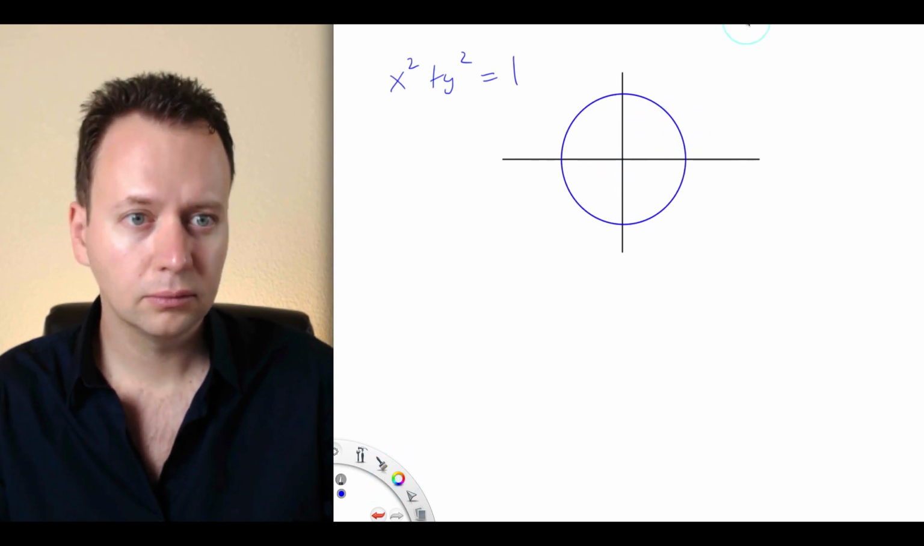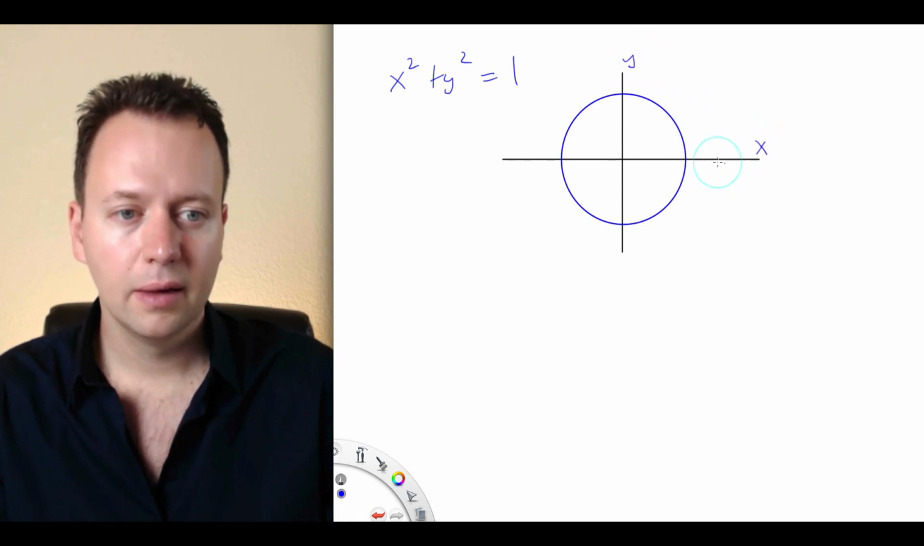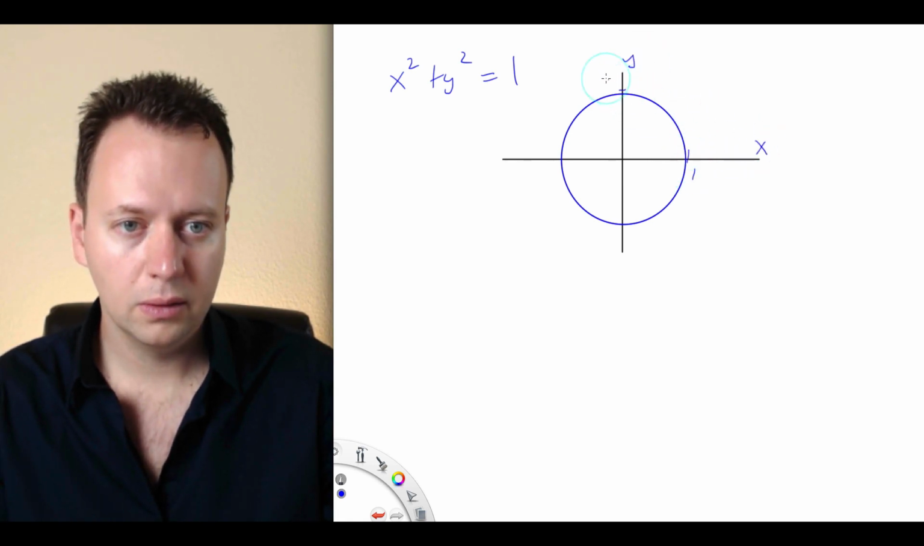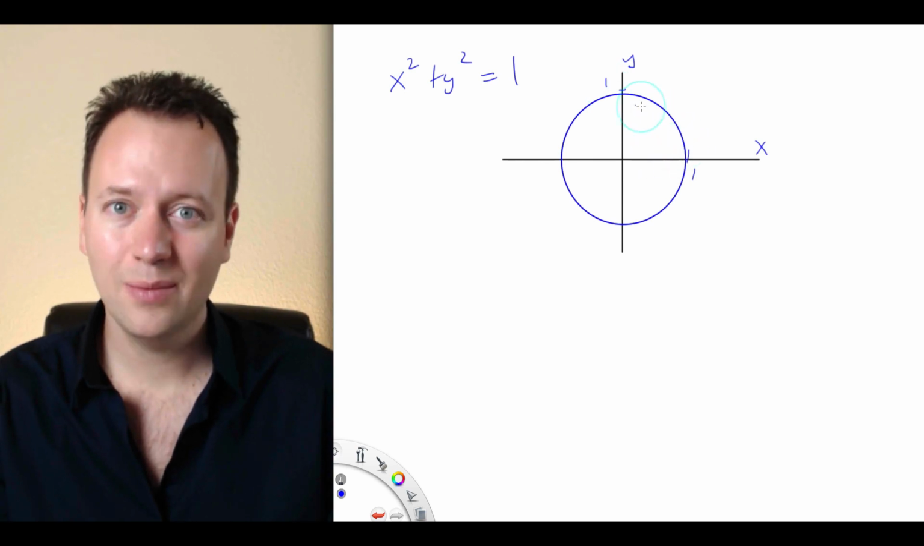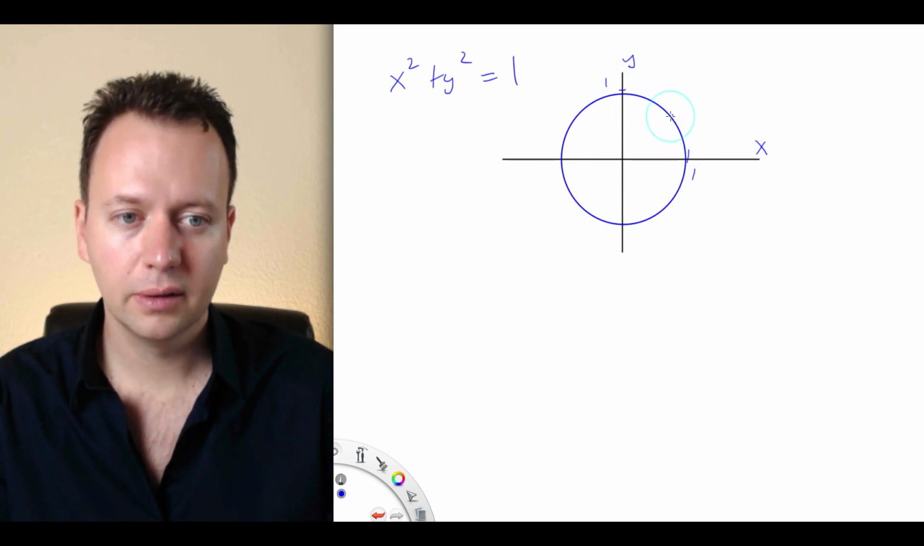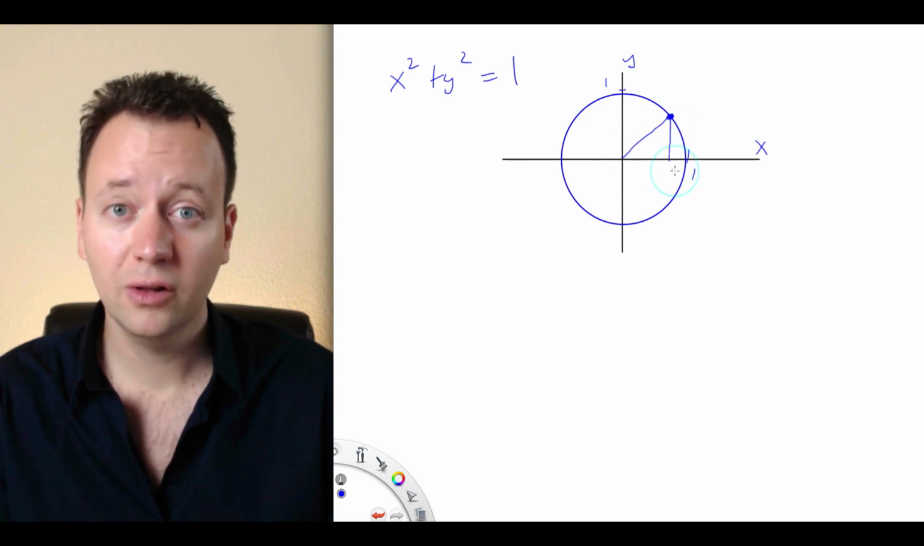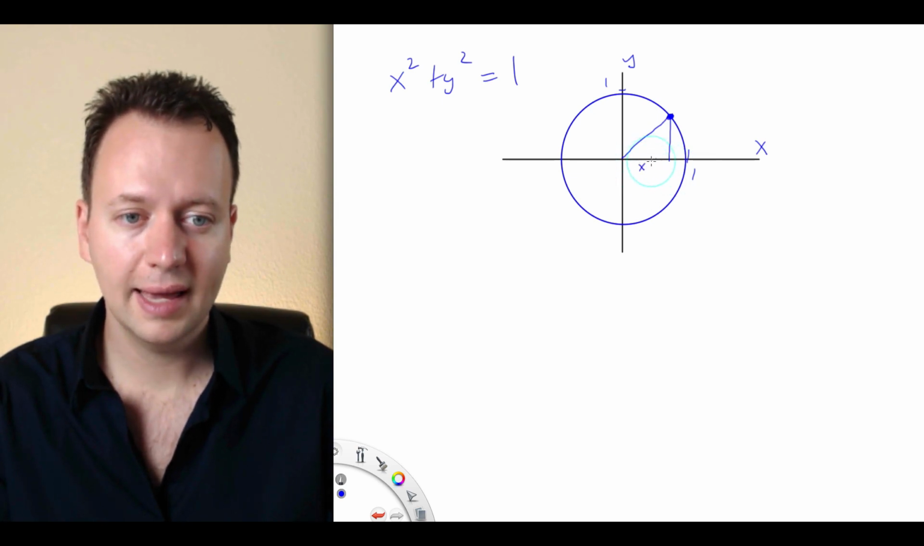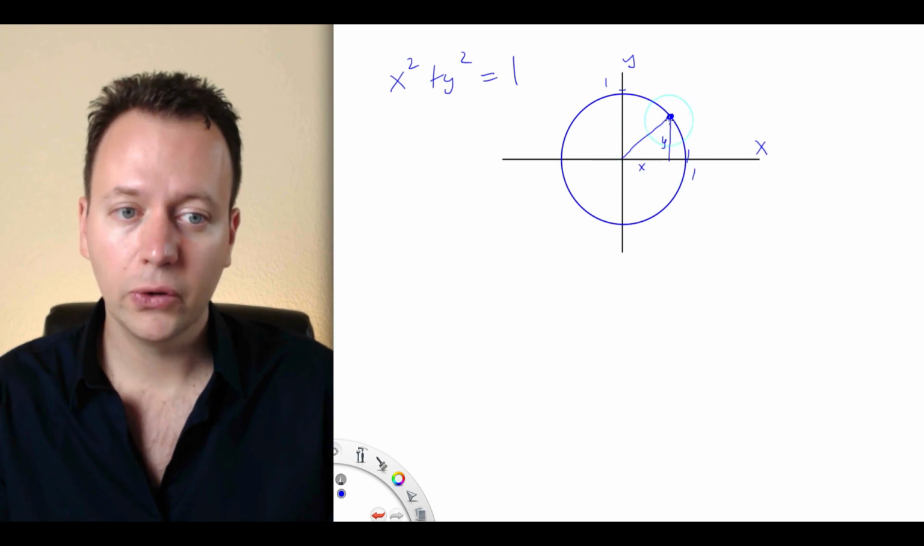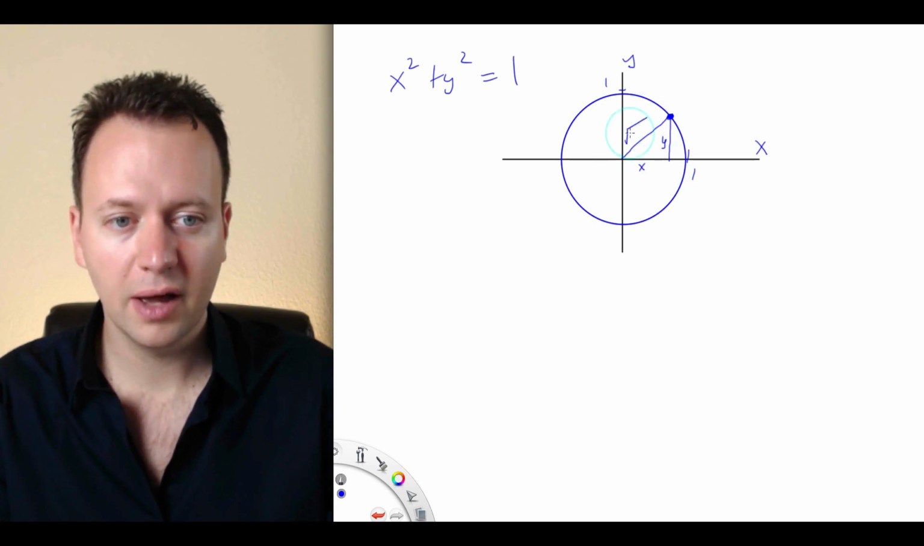So basically, here's x and there's y. 1, 1. Right? Because for any point on this curve, we can construct a right triangle. So this leg has length x, and that leg has length y. So the hypotenuse is going to be given by the square root of x squared plus y squared.